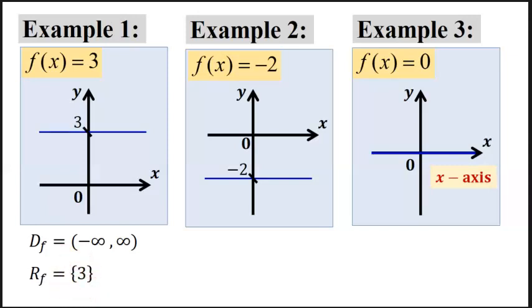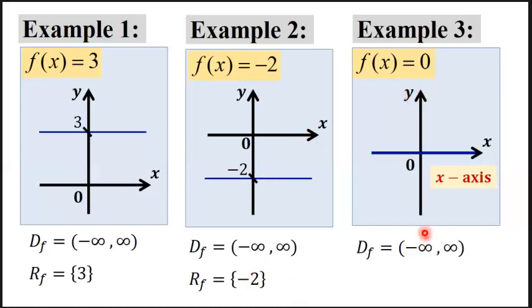So therefore, the answer, we have a set notation, the curly brackets, then inside we just have one number, 3, for the range. Similar idea for example number 2, you will see that the domain is all the real numbers, negative infinity to infinity. The range just covers one y value, which is -2. Example 3, the domain is also negative infinity to infinity. For the range, we just cover one value, which is y equal to 0. So this is all about the domain and range, and also the graph for a constant function that you need to know.